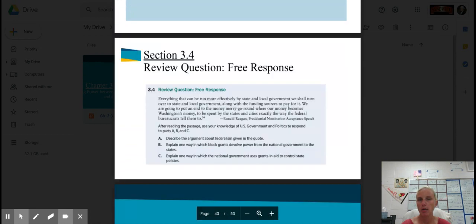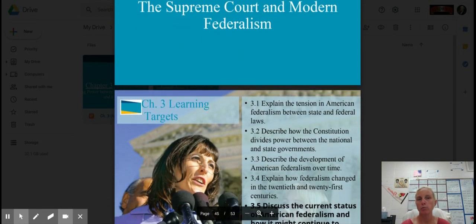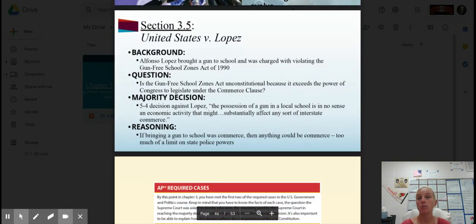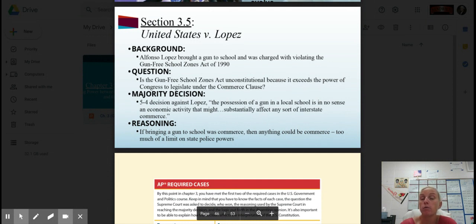All right. The last thing I'm going to show you is how the Supreme Court has been involved recently with federalism. This case, United States versus Lopez, is one of your required 15 cases for the course. So the background information is this. Alfonso Lopez brought a gun to school and was charged with violating the Gun-Free School Zones Act of 1990. Okay, we know you can't bring a gun to school. But here's the thing: he got in trouble with the FBI. They came and arrested him later and charged him with a federal crime when really he was breaking a state rule.